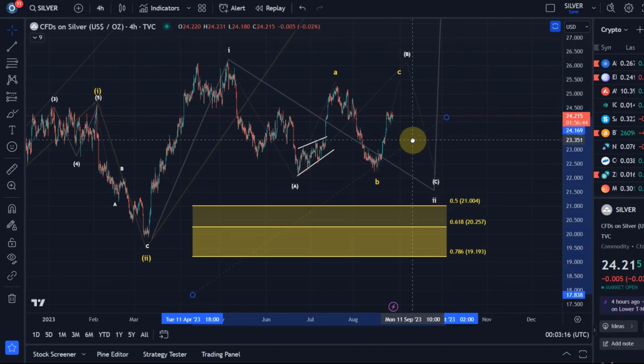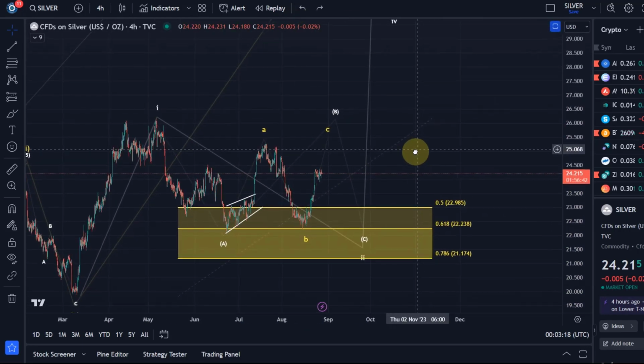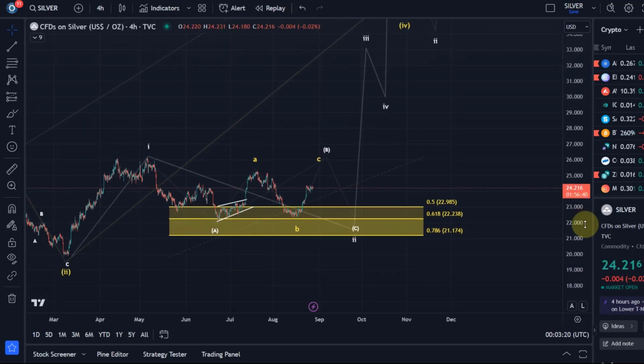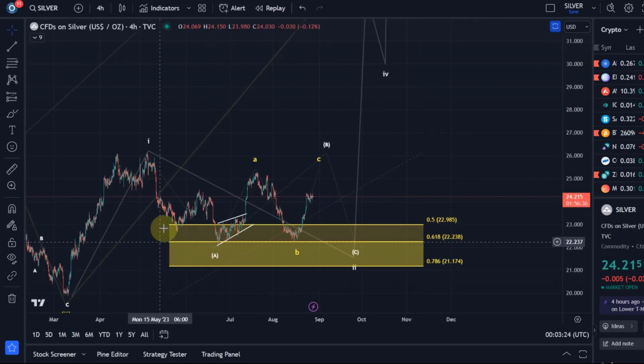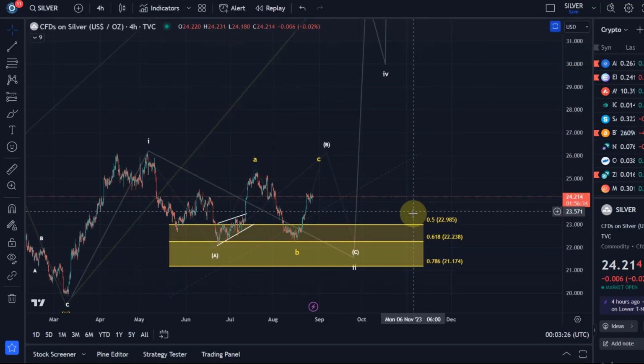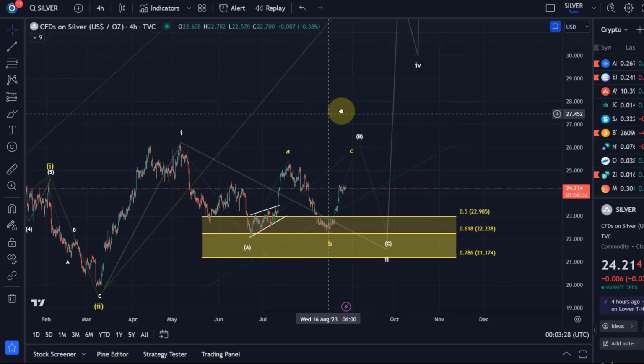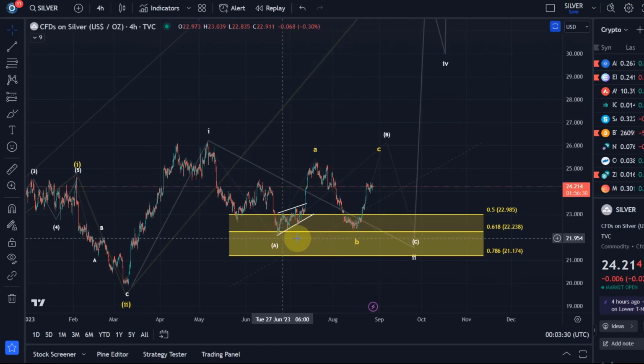Few possibilities how this can now unfold. I mean, there will always be more than just one scenario. This is basically the support area that can be used for scaling in, for example. If you like to do that, it's up to you. But I can only show you the areas where I assume price is going to turn around.